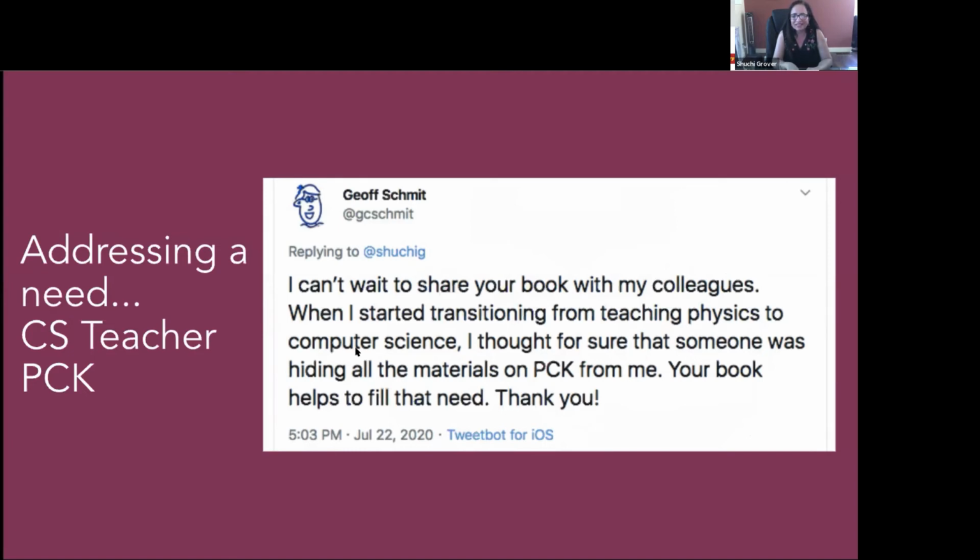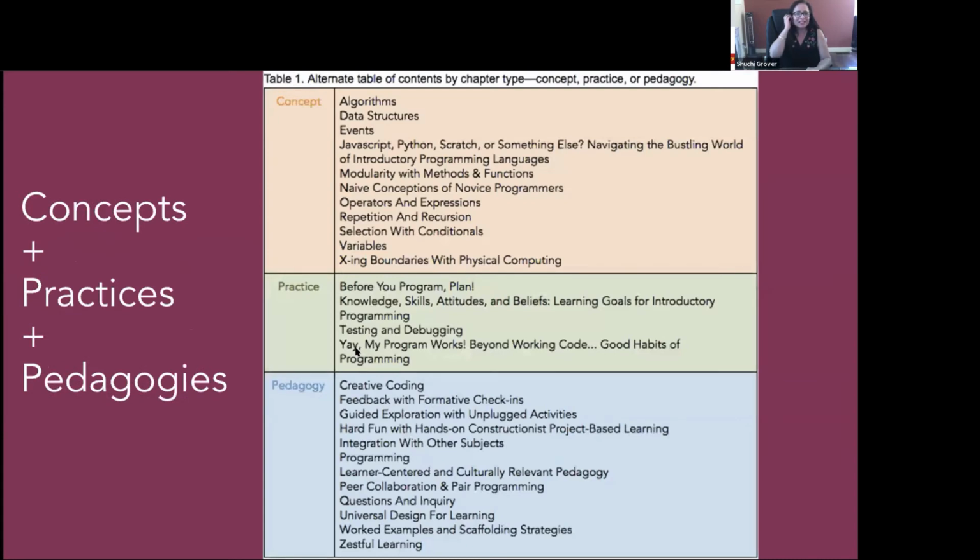So the preface has an alternate table of contents, which, as you know from the color version of the book, is color coded. The chapters are color coded by concept and practice and pedagogy. And so a teacher reading the book might decide to tackle the book by color.